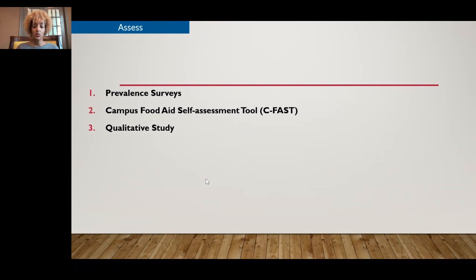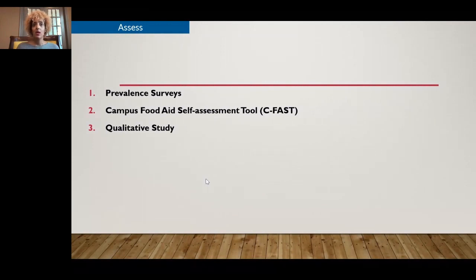We also developed 2 qualitative studies, in which we looked at the lived experiences of our students. We did some studies about how the campus champions were leading the coalitions, what the best things are for those campus champions, and how to get them over humps. So let's talk about what we found out about the prevalence surveys.